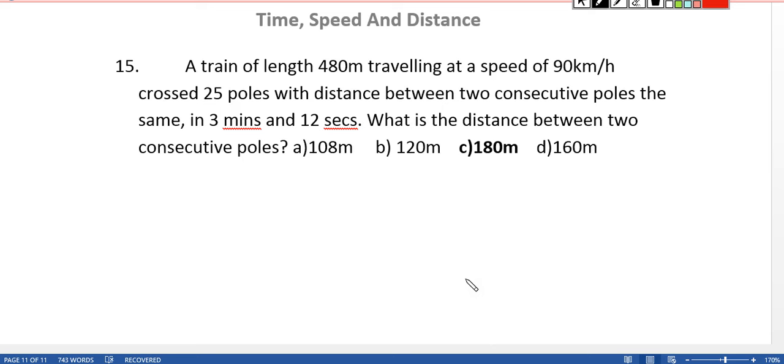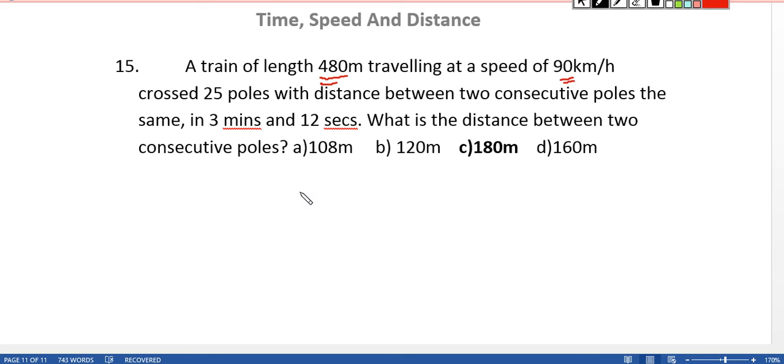Okay, so here is a train and the length of the train is 480 meter, and it travels at 90 km per hour and it crosses 25 poles with the distance between two consecutive poles the same. Okay, so let me simplify what has been given here.